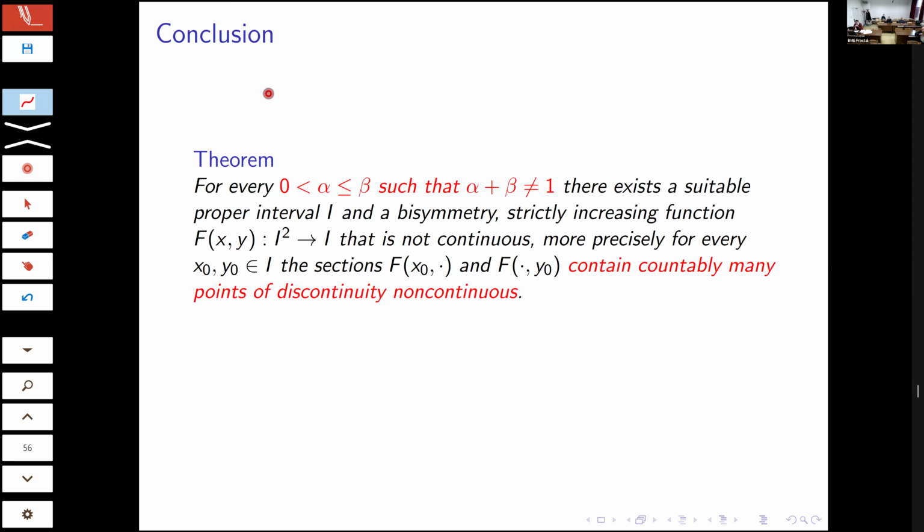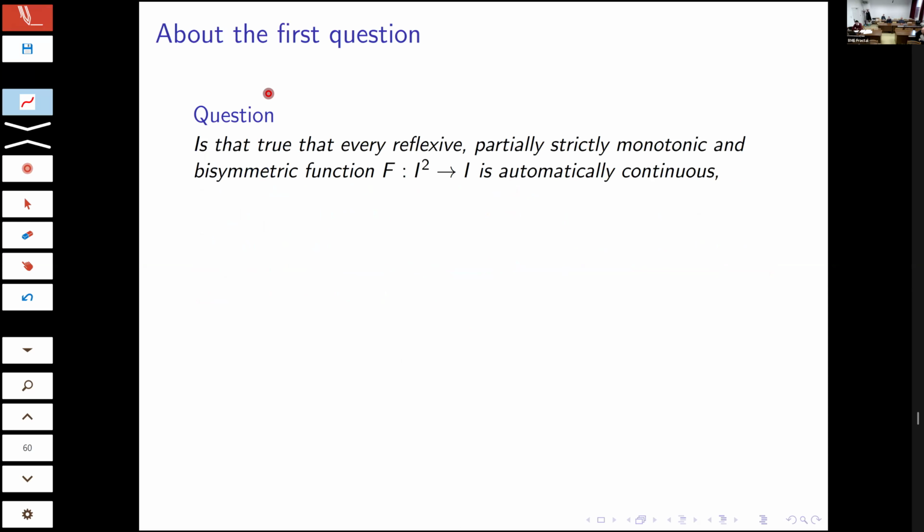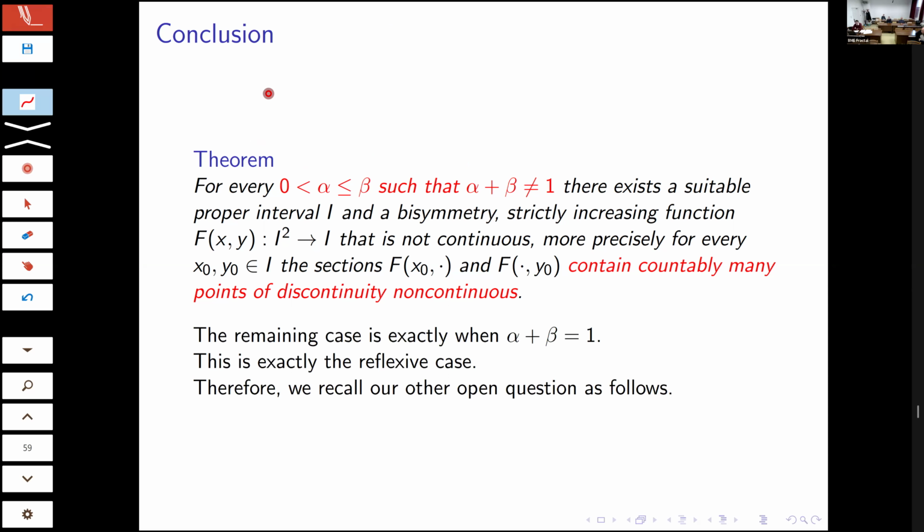I should stop more or less. Right? Two more minutes. Then I will not go to what is here.